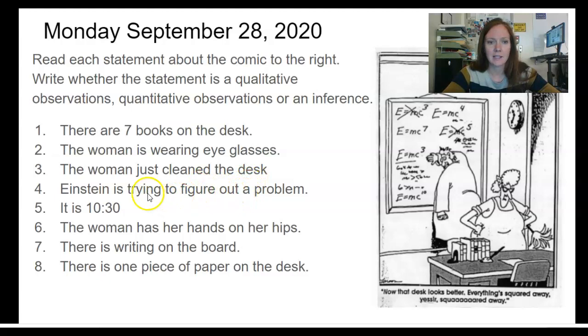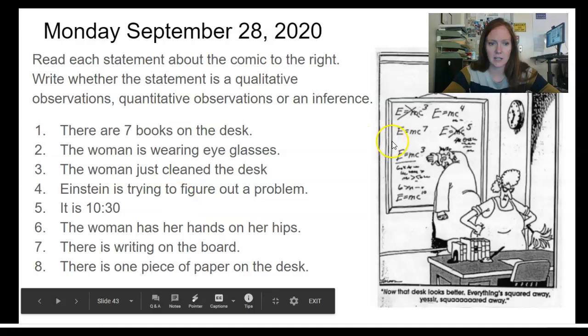Let's do this one. Einstein is trying to figure out a problem. Again, we have a lot of evidence that supports that statement, but in and of itself, it is not an observation. So it is indeed an inference. We can see he looks flustered. He's got some stuff on the board here. Things are crossed out, which indicates he might be doing some sort of trial and error. So we think, yeah, he's probably trying to figure out a problem.